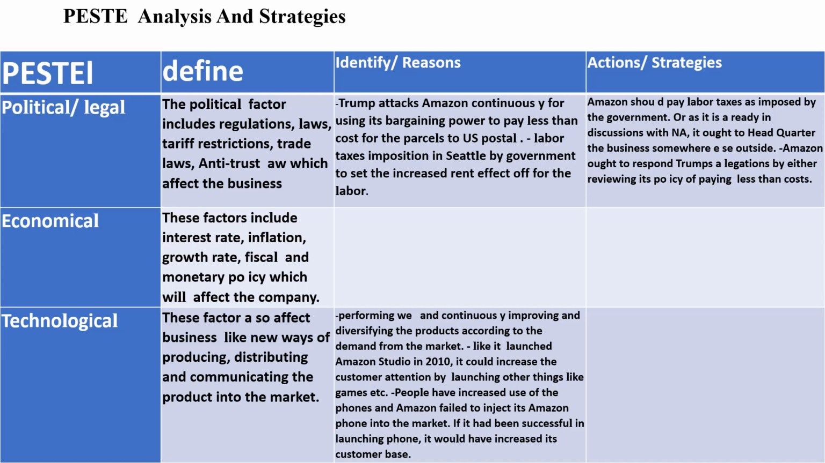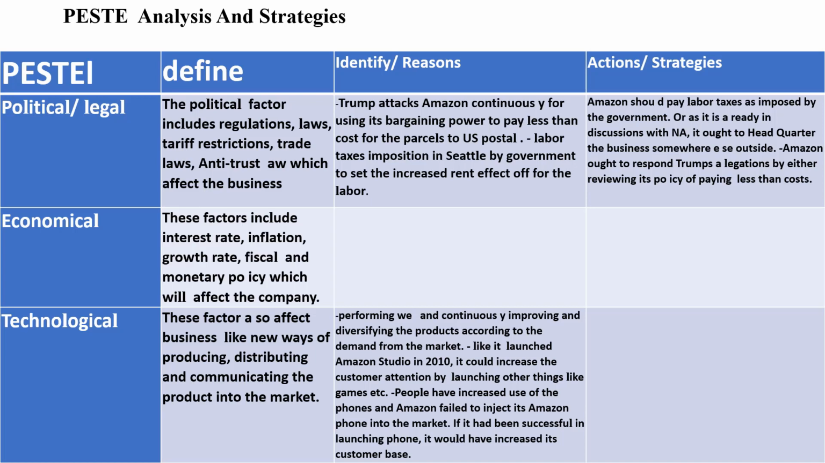Firstly, we have political. The political factor includes regulations, laws, tariff restrictions, trade laws, and antitrust laws, which affect the business. Trump attacks Amazon continuously for using its bargaining power to pay less than cost for the parcels to US Postal.